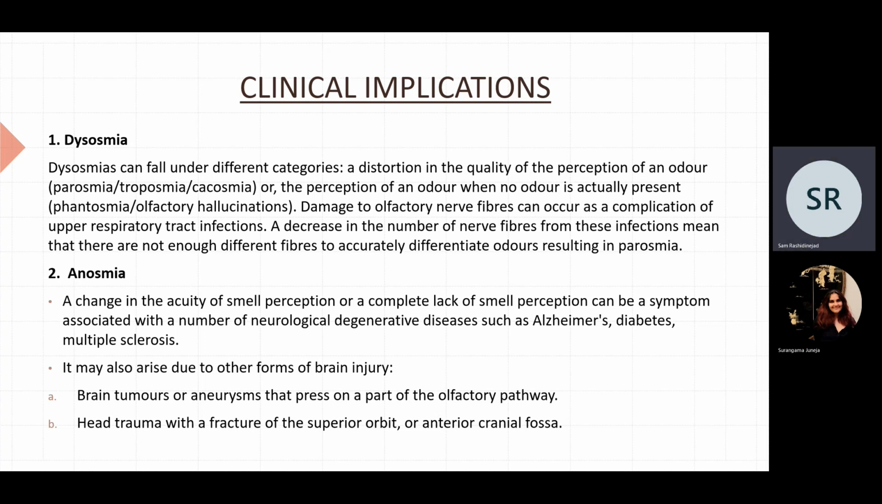Then we have anosmia, which is basically lack of smell, and there are several etiologies that could cause anosmia. A lot of them are connected to neurologic degenerative diseases like Alzheimer's disease or MS. Also, some other brain injuries like brain tumors or aneurysms, even head trauma, could cause anosmia.